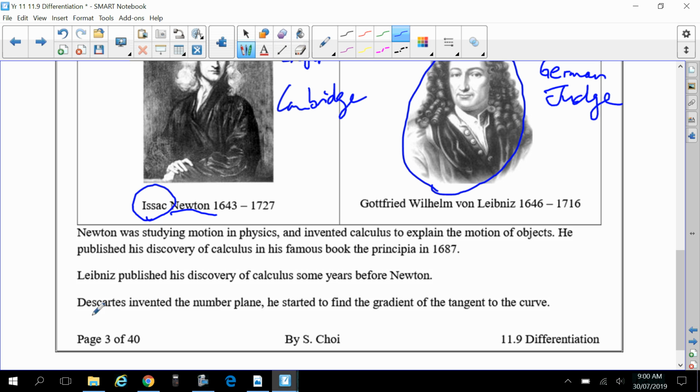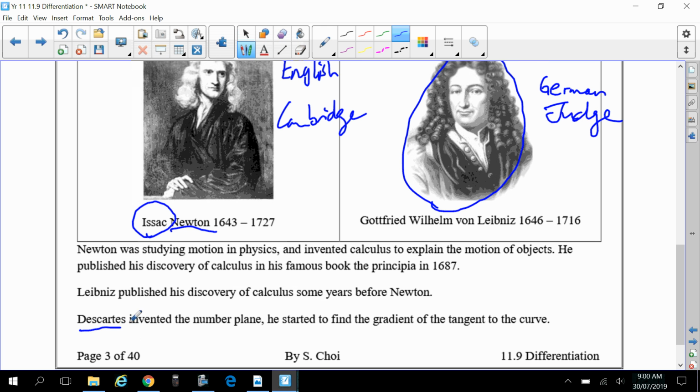Okay, now be careful. The guy who invented the number plane, Descartes, started to find the gradient of the tangent to the curve. If you read the history book, these two persons formalized it. He actually found the application. This guy also discovered calculus, but he was before Leibniz. He invented the number plane. The first thing he does is let's start to find the gradient of the tangent. So it's quite interesting, but he's not as famous as these two guys.